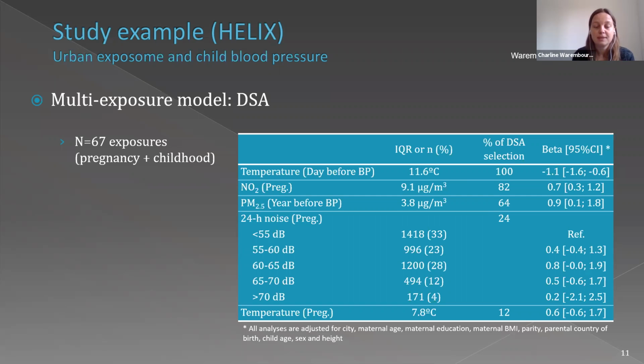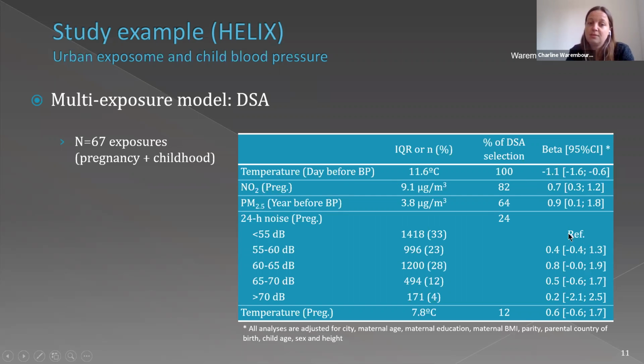among 67 exposures assessed either during pregnancy or childhood. And this technique selected 5 environmental exposures, either during pregnancy or during childhood. And the results are concordant with the results from the ExWAS. So we still observe a decreased blood pressure in association with higher temperature at the time of the blood pressure assessment. Also higher blood pressure with exposure during pregnancy or childhood to air pollution.